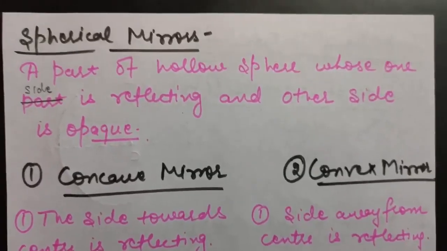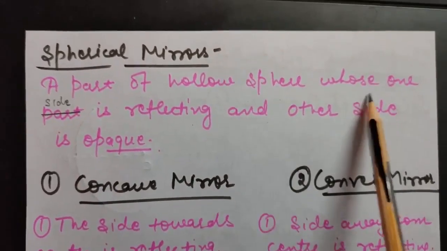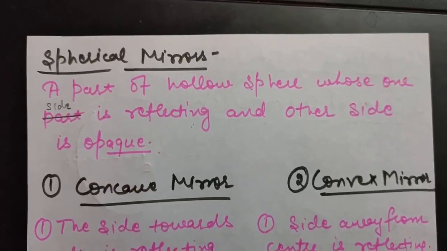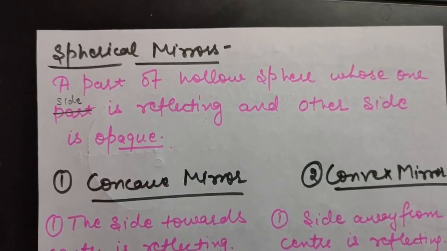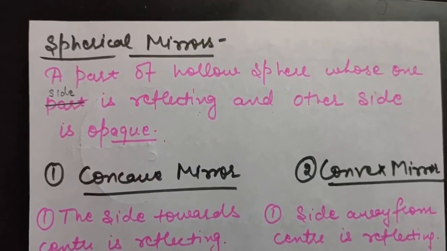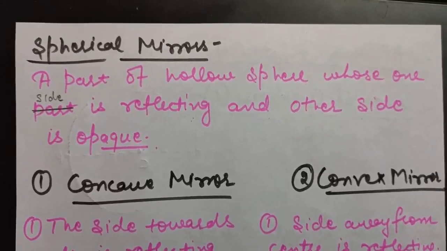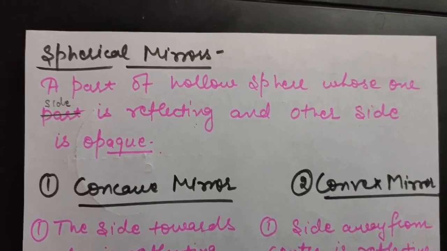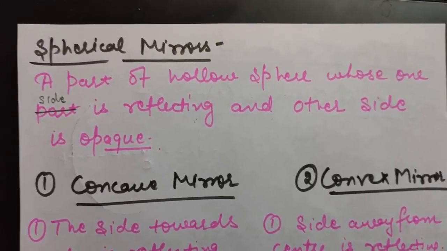Okay. So now let us start with spherical mirrors. A part of a hollow sphere whose one side is reflecting and the other side is opaque is called a spherical mirror. That is, a hollow sphere whose one side is reflecting and another side is opaque, that is called a spherical mirror. Okay. So what we do, we take some part of that hollow sphere and then we call it a spherical mirror. So I'll show you how.